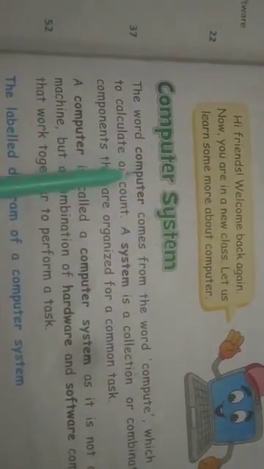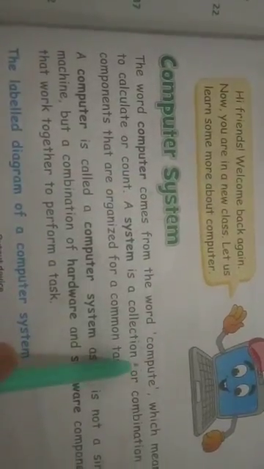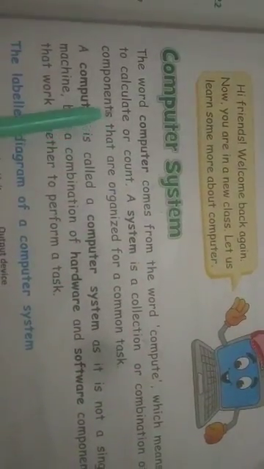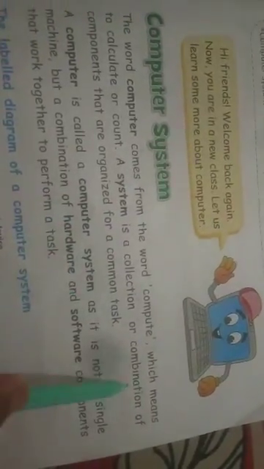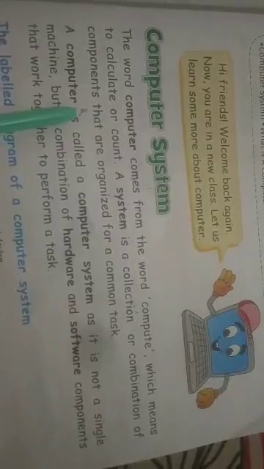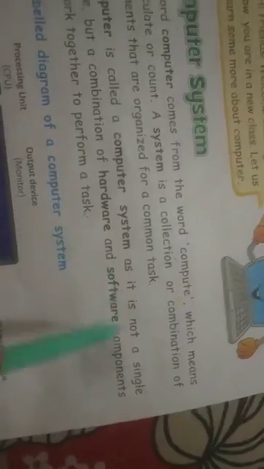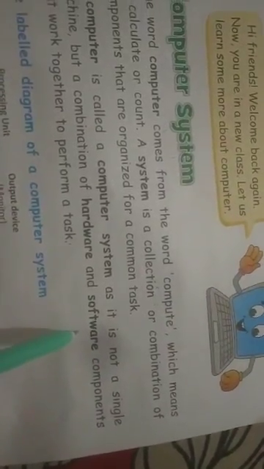Now come to the definition. So the definition is computer system means combination of hardware as well as software components. Now see in page number 3. Computer means compute, to calculate, to count. System means collection or combination of components. So computer system is a combination of hardware as well as software components.